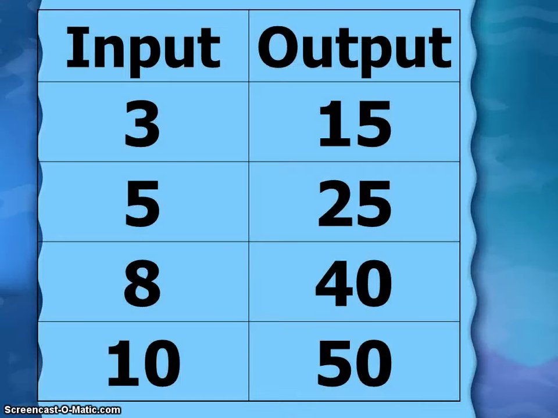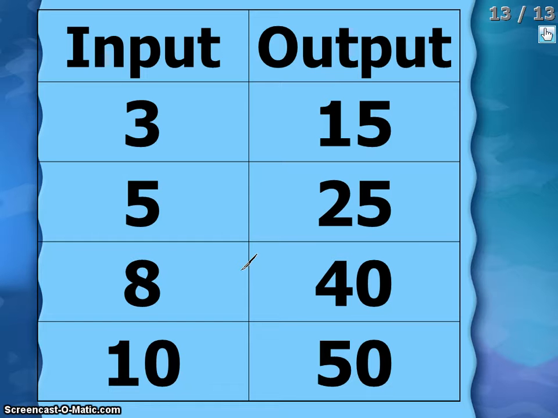So here's an example of an input-output table, and we can see that on the input we put in 3, out comes 15. Input we put in 5, out comes 25. Put in 8, out comes 40. Put in 10, and out comes 50. Now, our goal for the lesson today is to take a look at all the numbers 3, 5, 8, and 10 in the input and see what's happening to them in order to get the numbers in the output.